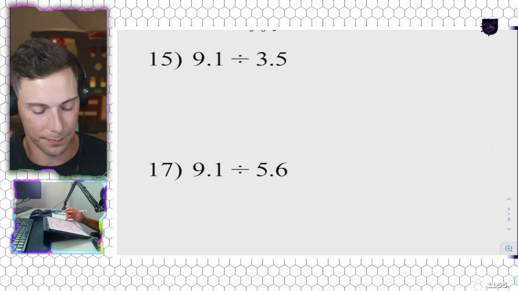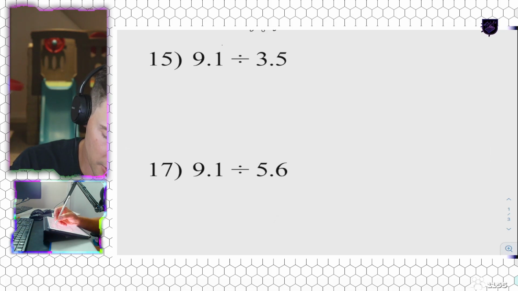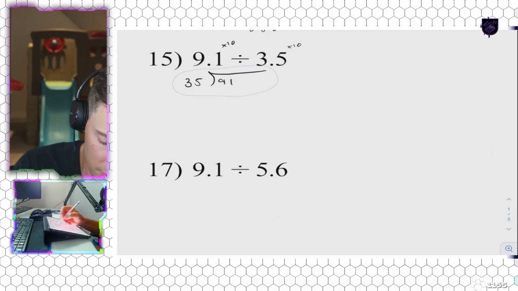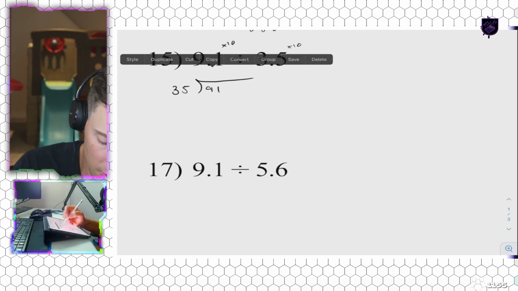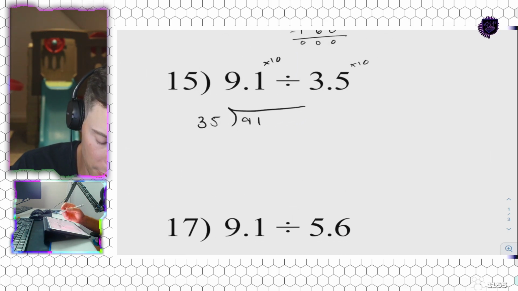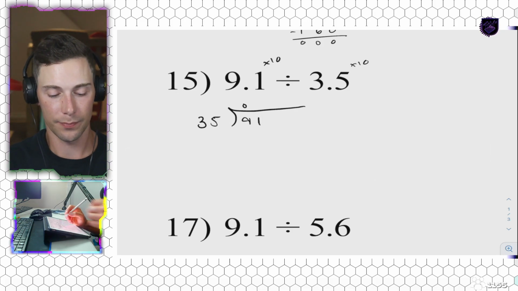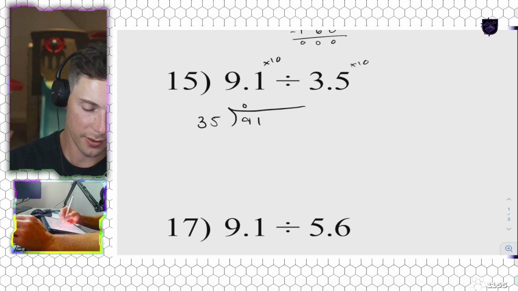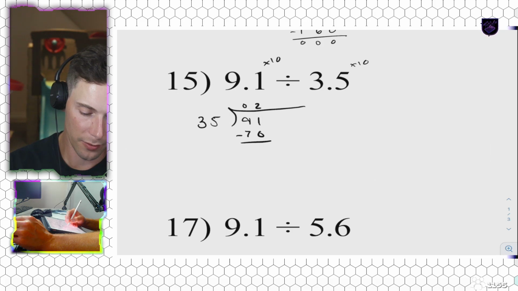Question number 15. Let's multiply each side by 10 to get rid of our decimals. 35. How many times does it go into 91? Just going to move it. I always write it too close and then have to move it. How many times does 35 go into 91? 35 does not go into 9. 35 will go into 91 twice, 2 times, to make 70, leaving a remainder of 21.